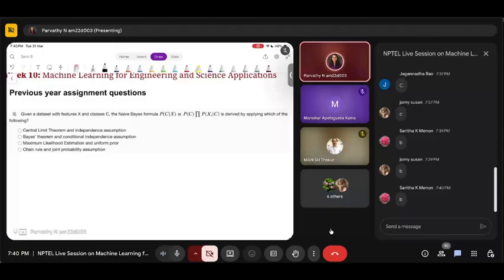Yeah, so it uses the concept of Bayes theorem and conditional independence assumption.